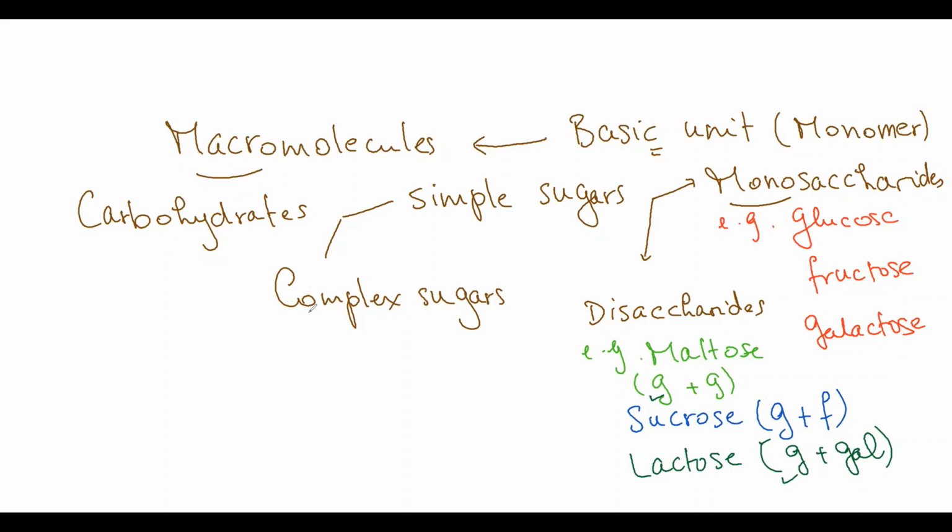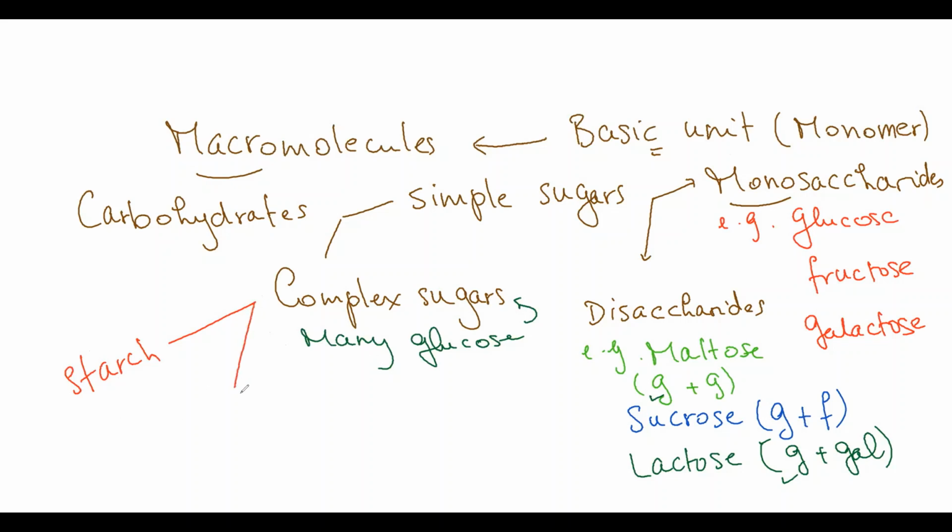But let me go at the beginning to the complex sugars. Complex sugars means that they are macromolecules as well, and they are formed of their basic unit. Their basic unit is glucose. So if I have many molecules of glucose, they are going to give me these complex sugars. So examples of complex sugars, we have starch, and it is formed of hundreds or even they may reach thousands of glucose.